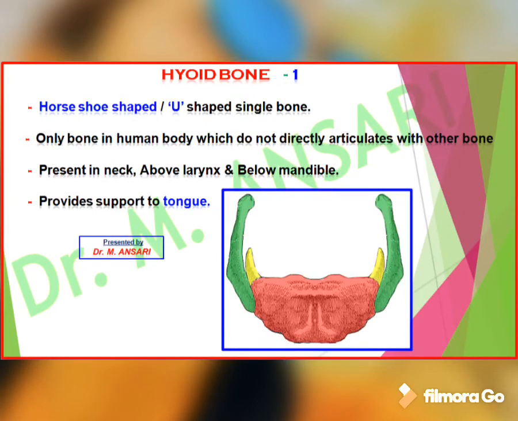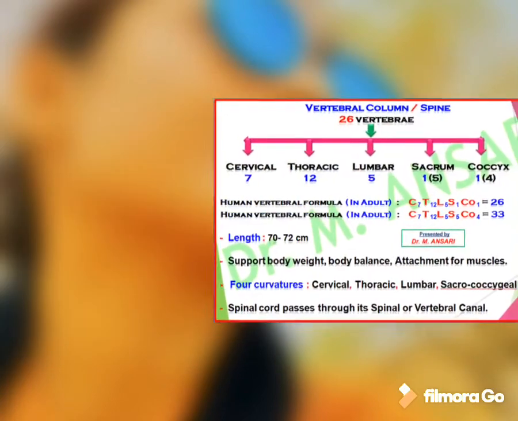Hyoid bone is a shoe-shaped or U-shaped single bone present in the neck region above the larynx and below the mandible. This is the only bone in the human body which does not directly articulate with another bone. It provides support to the base of the tongue.